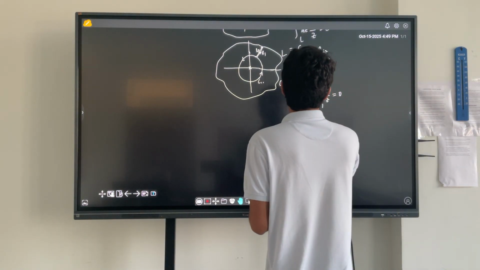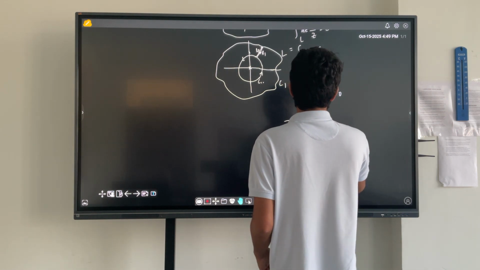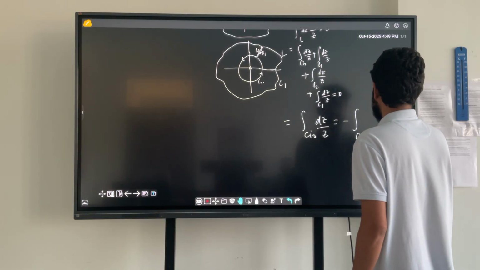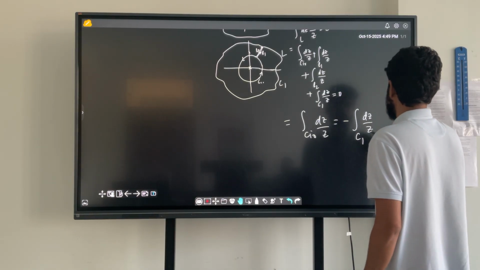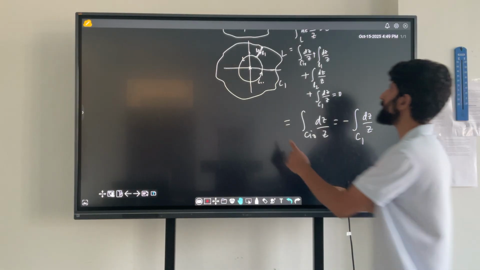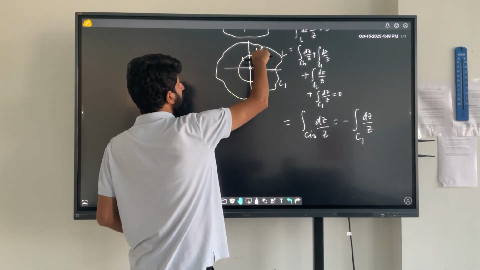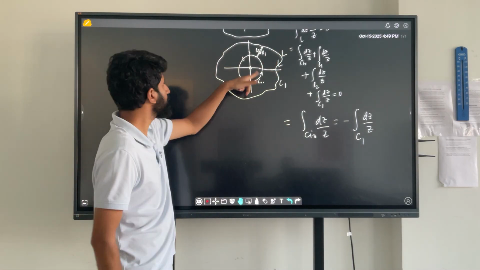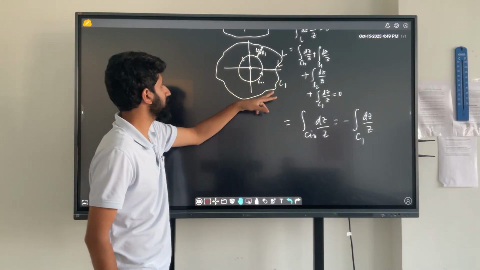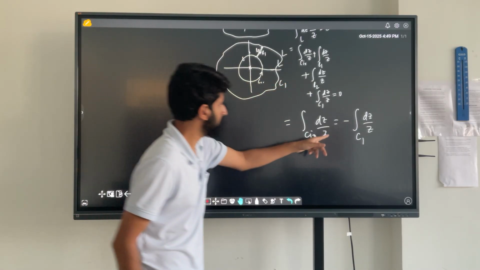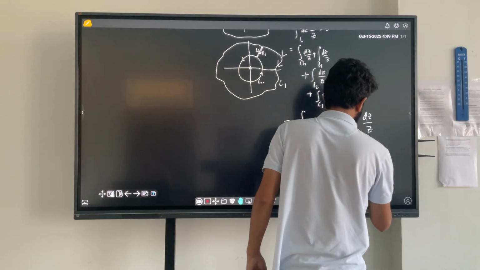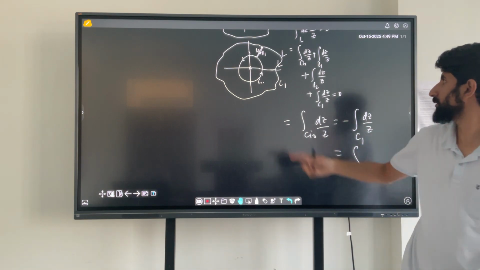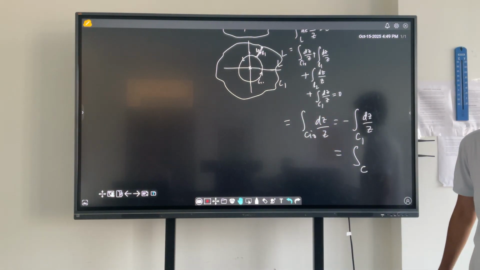Integral over the circle dz by z is equal to minus times integral over c1 dz by z. But c1, which way am I going? So on the circle I am going this way, and then I go this way. I am going opposite to what I am doing on the circle, right? So can I change c1 to minus c1? Yes. So this should be the same as integral over c, where c is the loop, but I am going clockwise. Right? Once again, same idea.